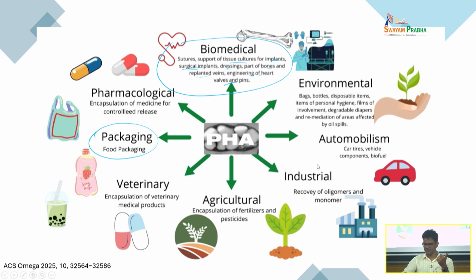Agriculture and industrial uses are also coming up. In terms of our plastic use, bags, bottles, disposable containers, personal hygiene products, degradable diapers, and so on. And even oils applications will come. So PHA has a lot of scope. In terms of end of life, you can also repolymerize and then reuse if you like. So it has huge potential in terms of what we can do with PHA.